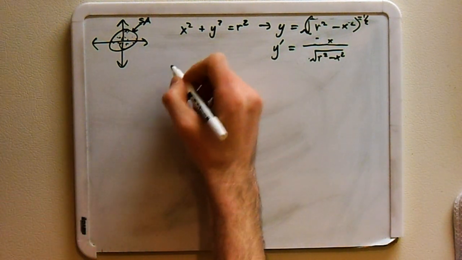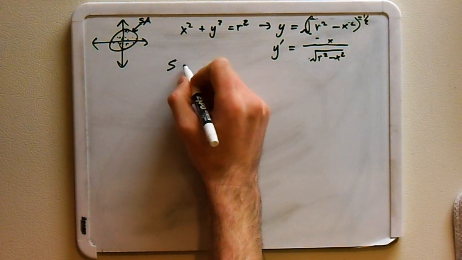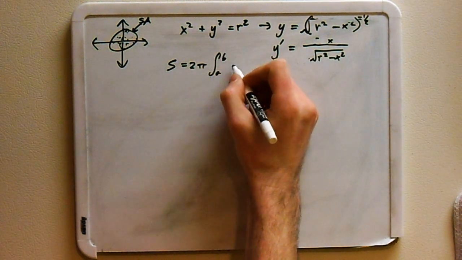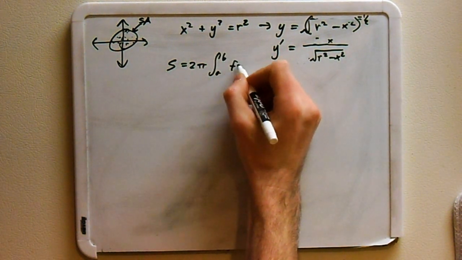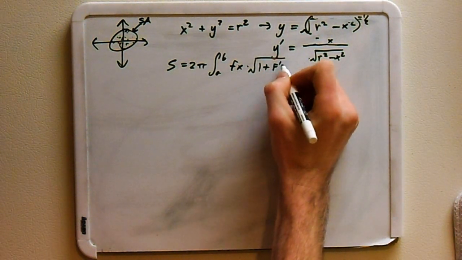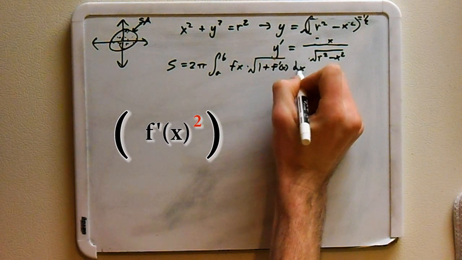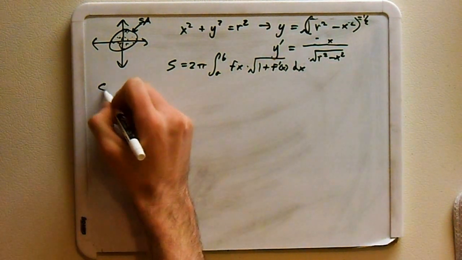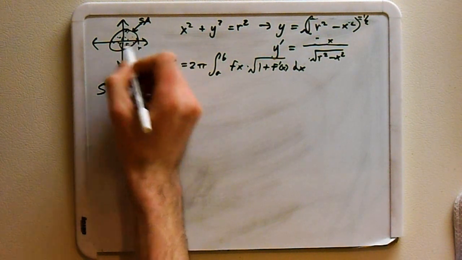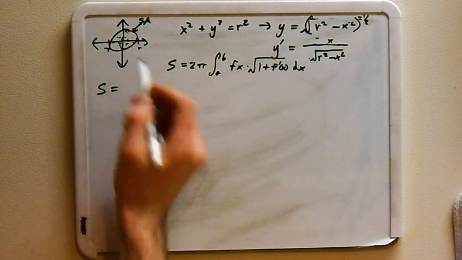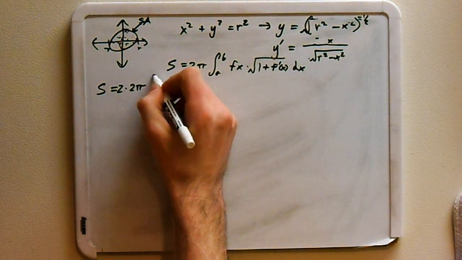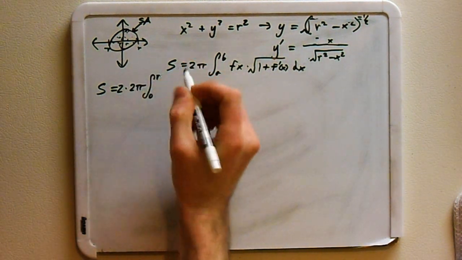And we're going to be plugging that into the formula, which is surface area equals 2 pi integral from a to b of f of x times square root of 1 plus f prime of x squared dx. Okay, so let's plug it in. S equals, actually we're going to do a little trick, just like last video. This is r, this is negative r. We're going to take it from 0 to r and double it. So we have 2 times 2 pi, integral from 0 to r.